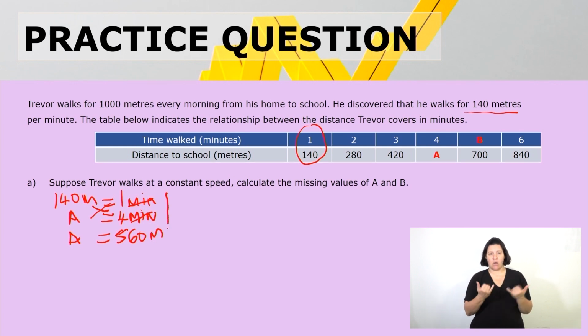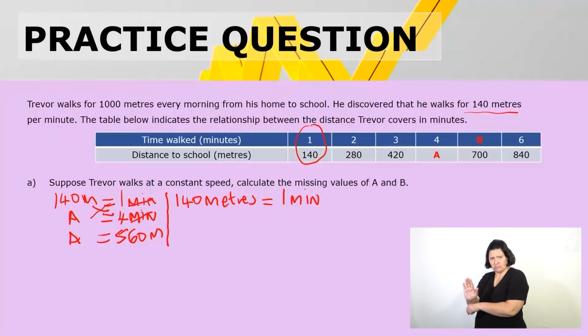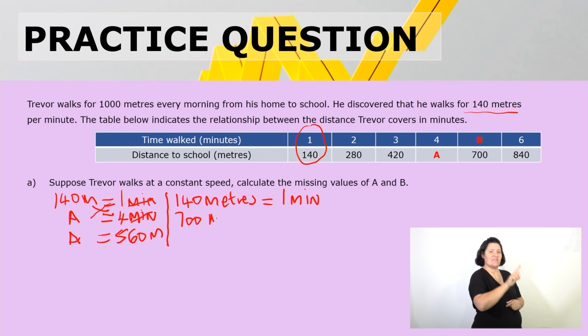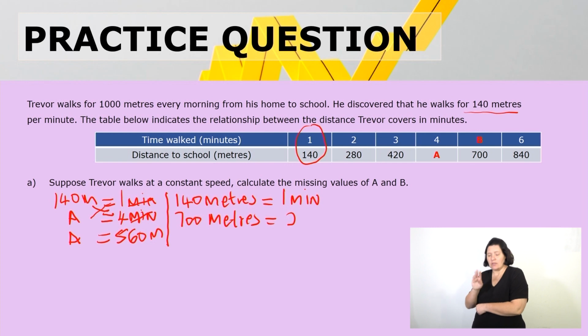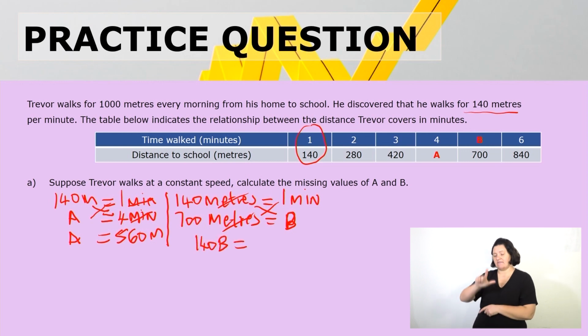Now let's calculate B. We always move from known to unknown. We know that 140 meters will take 1 minute. However, in this case, we have 700 meters, and then we want to determine the time it will take. So it is our B. The meters cancel one another, and then we cross multiply. So 140 times B gives us 140B. Then 700 times 1 gives us 700 minutes.